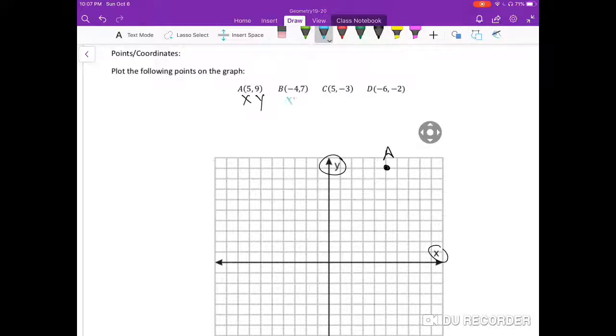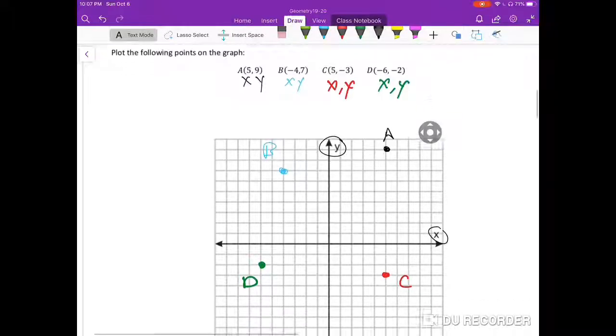The next one is going to be B, which can be (negative 4, 7). And that's coordinate B. Coordinate C is going to be (5, negative 3). So that says we're going to move to the right 5, down 3. That's point C. And then I have D, which is my last one, which is (negative 6, 2). So I go to the left 6, down 2. Okay, that's point D.